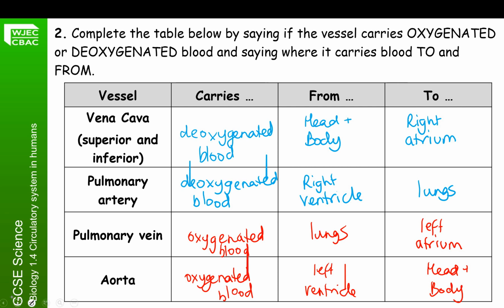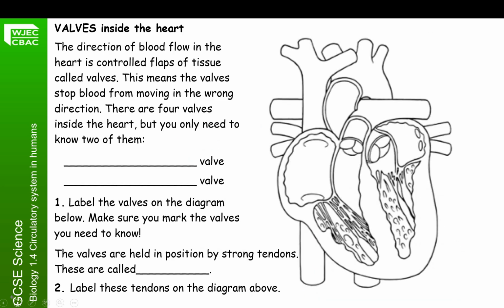Next page we're going to do is page 6, and this is covering the valves. So this is the last part. We've looked at chambers, we've looked at blood vessels, we're now going to look at valves. They're the three main components, if you like, or parts of the heart. Valves are basically flaps. If you think about valves in your bicycle tyres, if you've ever pumped up your bicycle tyres, they have what we call a one-way valve.